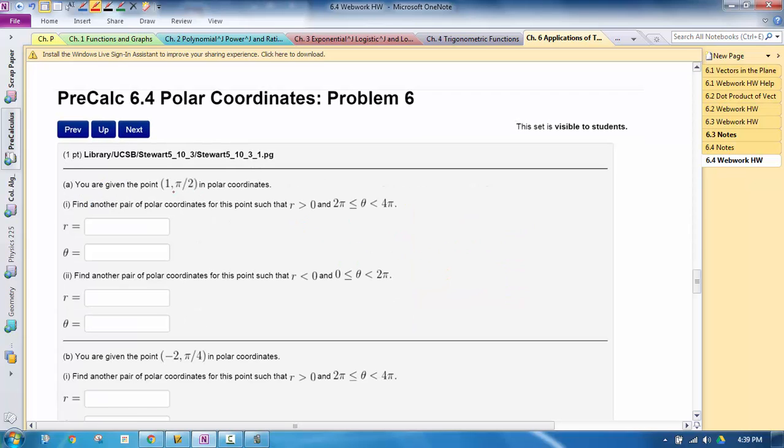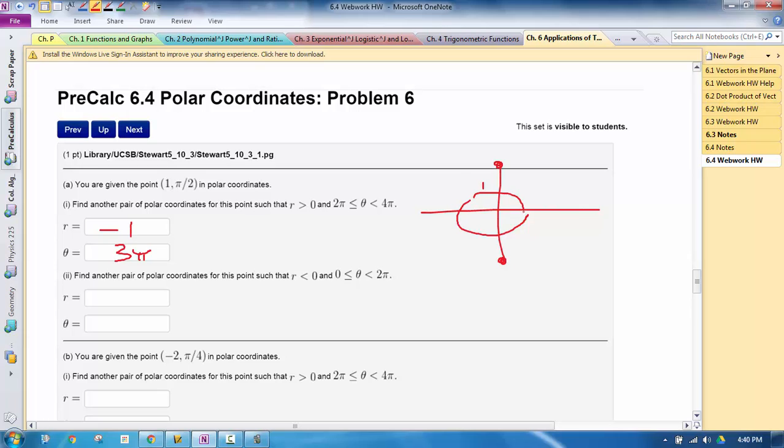All right, the next problem says you're given a point 1 and 90 degrees in polar coordinates. It wants you to find another pair of polar coordinates where r is positive and the angle is between 2 pi and 4 pi. So we're going to graph this. This is 90 degrees and it goes up 1. We're talking about this point right here. We're going to find another pair here where the angle is between 2 pi and 4 pi. So I would need to go around 2 pi, and I would actually need to go to this point down here, which would be 3 pi, and then go back 1.